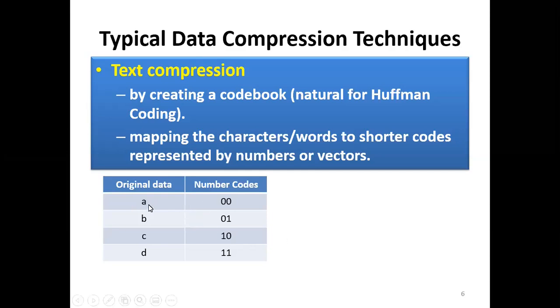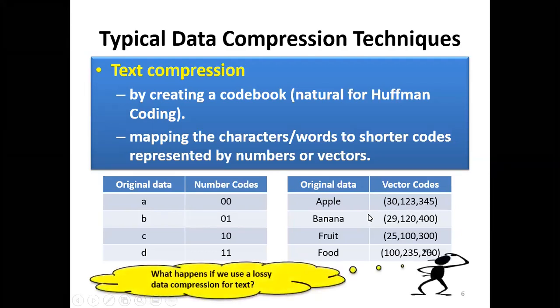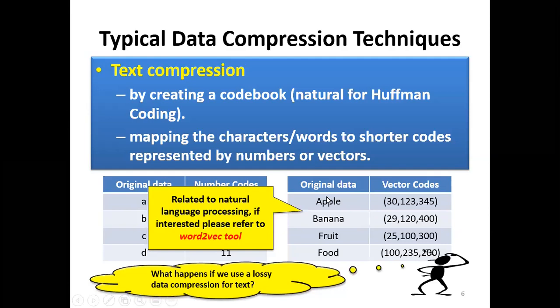For instance, A can be represented with 00, B can be represented with 01, and likewise C and D. For the vector, for instance, we can represent apple with the vector value of 30, 123, and 345. These are what we can use to represent the code. And we have a question here: what happens if we use lossy data compression for text? This kind of text compression is used mainly for language processing.